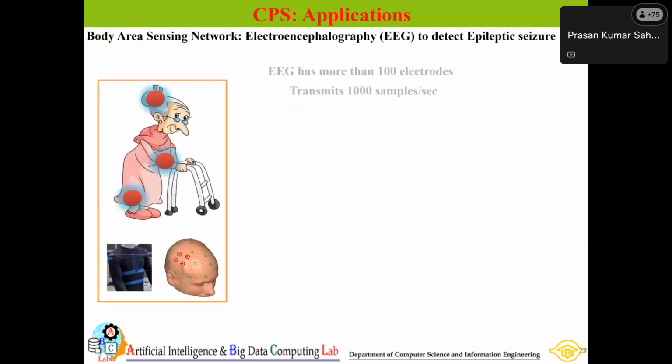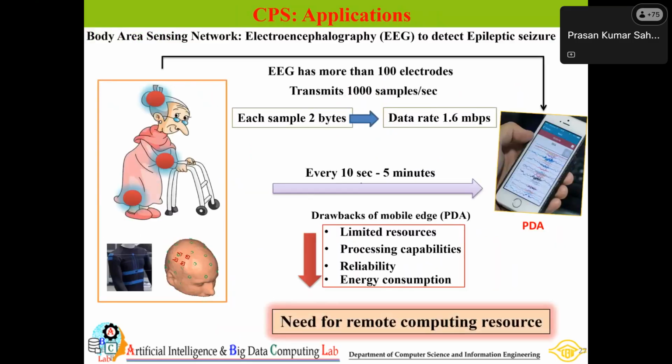And we can use IoT devices here to monitor different parameters, such as the body area sensing network. We can use EEG to detect this epileptic seizure. In this example, the EEG can collect data. EEG can have more than 100 electrodes, can transmit 1000 samples per second, and each sample size may be 2 bytes, with a data rate of 1.6 Mbps. And every 10 seconds or 5 minutes, we can define that.